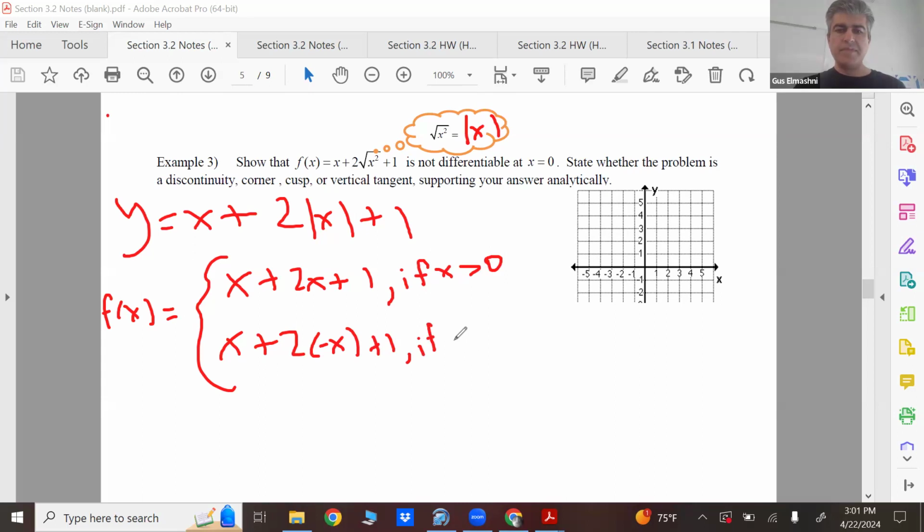Wait, wouldn't it be just, sorry, absolute value, it's not two absolute value? Yeah, I did 2 absolute of x. No, I'm asking why is it two absolute value? Well, because there's a 2 here. Isn't it greater than or equal to 0?